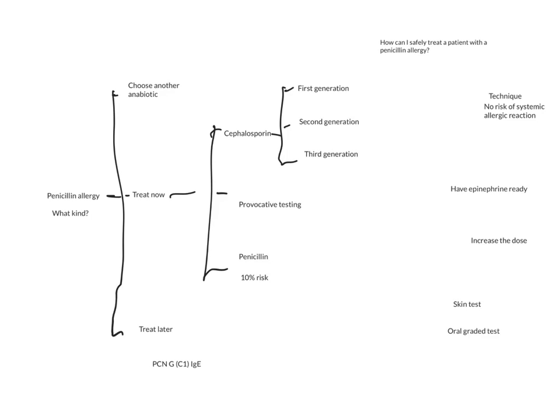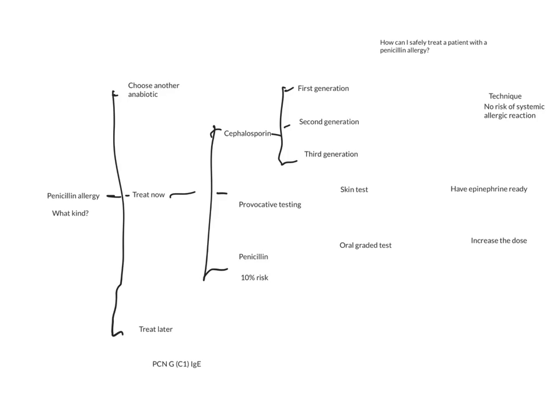All right, there are 2 types of provocative testing that we could use. The first type would be skin testing, which is just like placing a PPD. And the second would be an orally graded test. We're going to go with the skin test being more important for a couple reasons, but the first thing we're going to do is actually go with an oral graded test first.